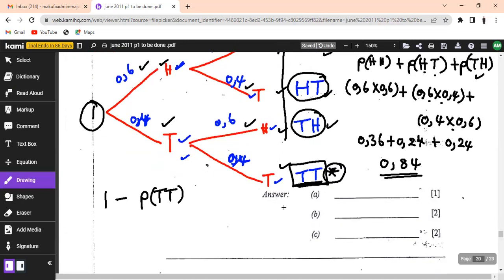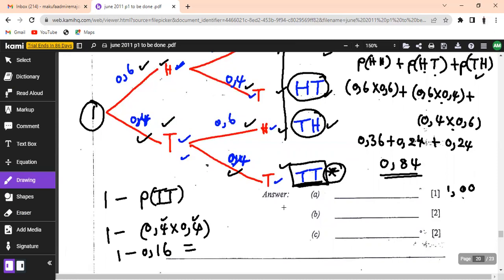That was going to be the easiest way that we can do, which is going to be 1 minus tail times tail, which is 0.4 and 0.4. So it's going to be 0.4 times 0.4. All right. So we're going to have 1 minus 0.4 times 0.4, which is 4 times 4, which is 16, with 2 decimal places. So it's going to be 0.16. And if you subtract this from 1, 1.00 minus 0.16, you're going to have the same answer, which is 0.84. So that's what you're going to have.